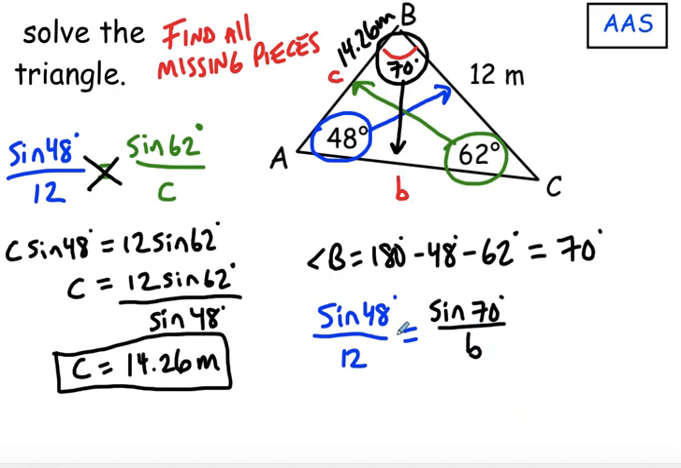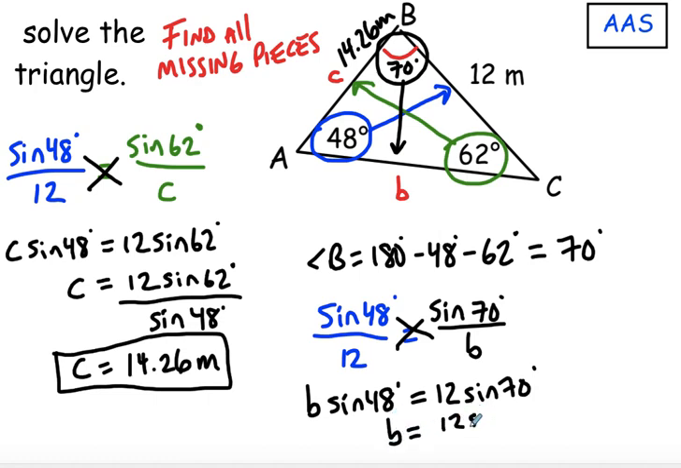And now we're going to cross multiply again to solve. So B times sine 48 degrees equals 12 times sine of 70 degrees. And in order to get B alone, we're going to have to divide by sine of 48.